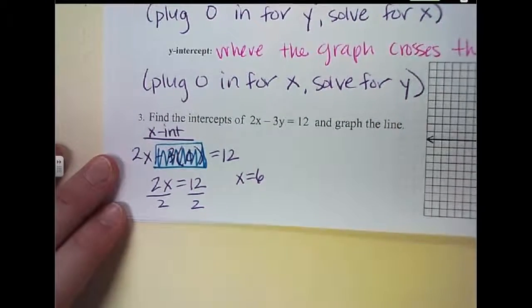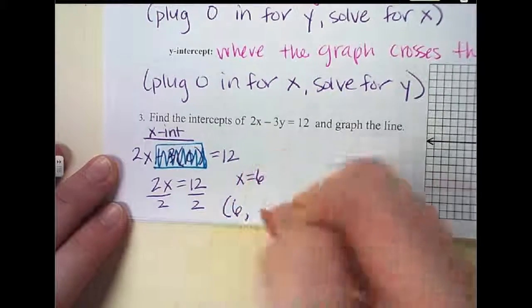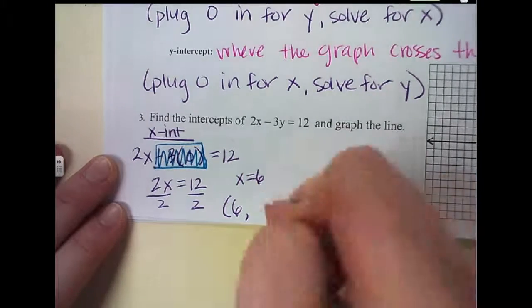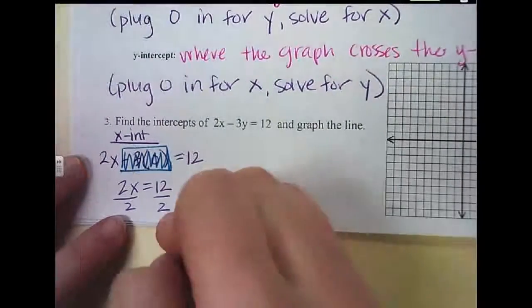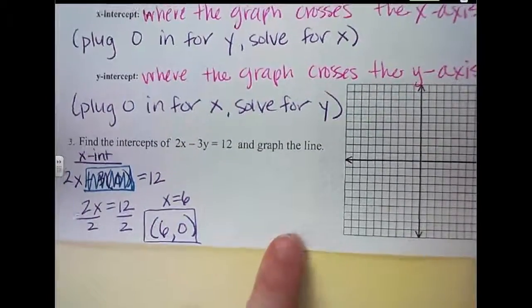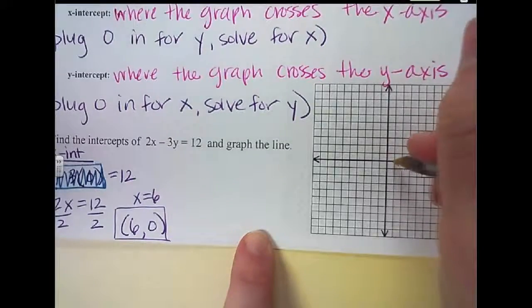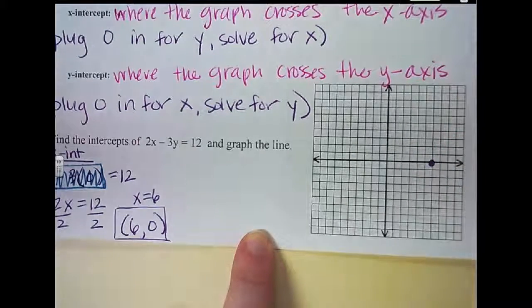And we write that as a coordinate point. It's the x-intercept, so that goes in the x spot. What do you think goes in for the y? 0. Good, 0. So there's the x-intercept. I'm going to go ahead and graph that. Remember, x-intercept, x-axis. So over on the x-axis, 3, 4, 5, 6. I'm going to draw that point.